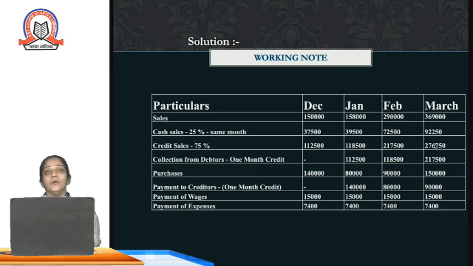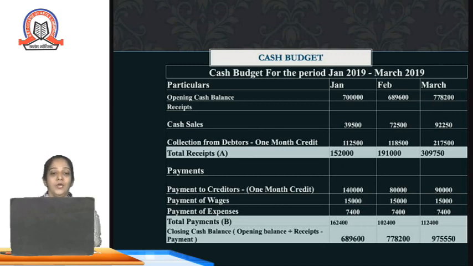Now these are both the values of the receipts. If we come to the payments, we have payments to the creditors. So I am supposed to write payment to the creditors, wages and payment of expenses in the payment section. So I have written all the payments here. I have written all the receipts. Now what am I supposed to do? I have to add the receipts. So we have added cash sales and collection from debtors, which is 1,52,000.